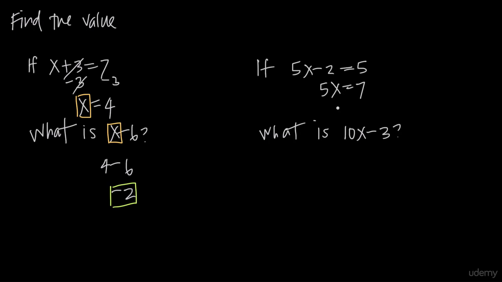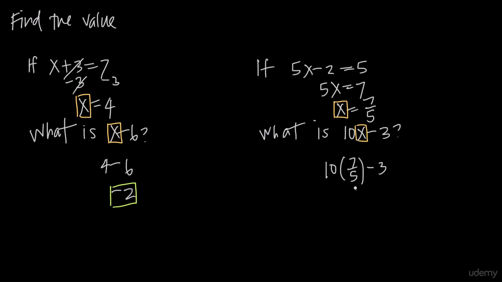Now we divide both sides by 5. We'll get the 5's to cancel on the left, leaving us with just x. And on the right-hand side, we'll get 7 over 5. Now we've solved for x. We have this value of x, and we should be able to plug it into the second equation for x here. So we know x is 7/5, so we get 10 times 7 over 5 minus 3.